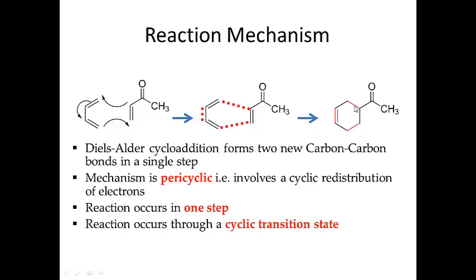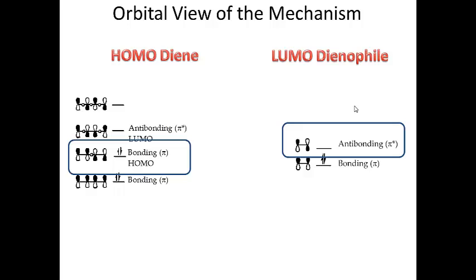Because the Diels-Alder cycloaddition involves the HOMO of the diene. In this case, this is the HOMO of 1,3-butadiene, and the HOMO here reacts with the LUMO of the dienophile, in this case methyl vinyl ketone. This is what the LUMO looks like. And so it's the HOMO of the diene, the LUMO of the dienophile.